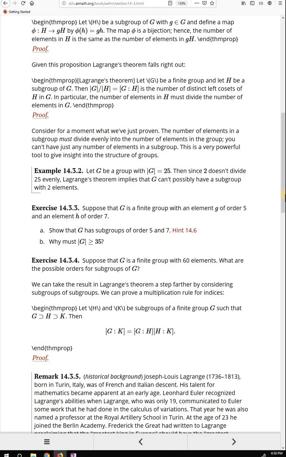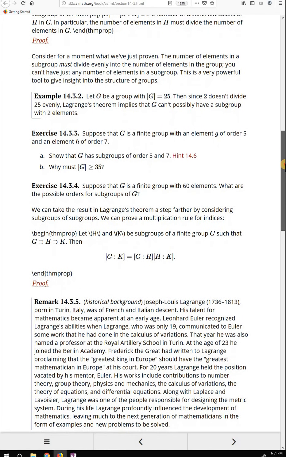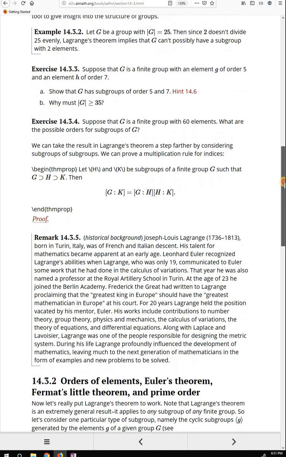So you can have a group that's huge, enormous, and you can say, all right, the size of this group is not even, so I know there's no subgroup of size 2. And there's no subgroup of size any multiple of 2, right? So you can amaze your friends. Amaze my students.